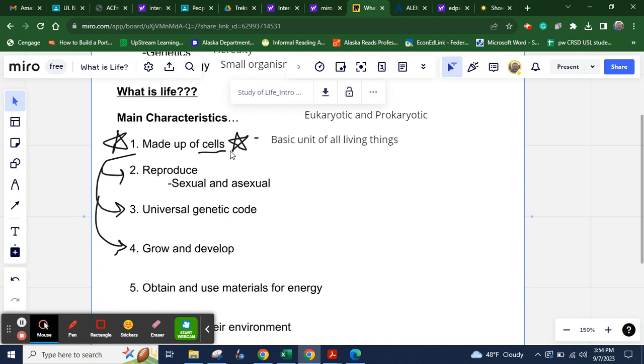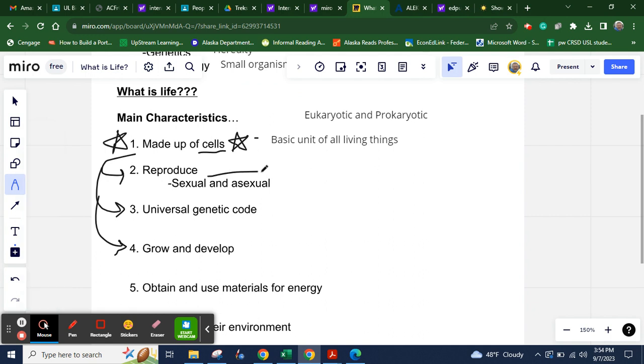Okay, so the first one: made of cells. If you're a living thing, you have cells. You also are able to reproduce. Okay, and it can be sexually. Sexually means they have gametes, they're called. See if I can spell this with the pen.